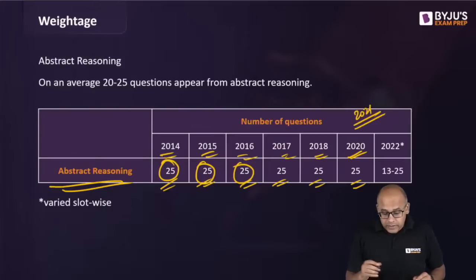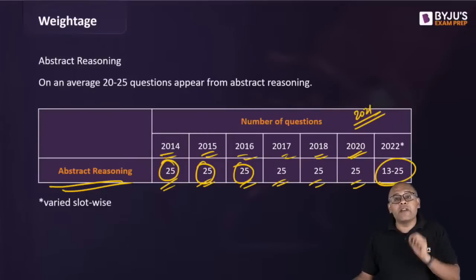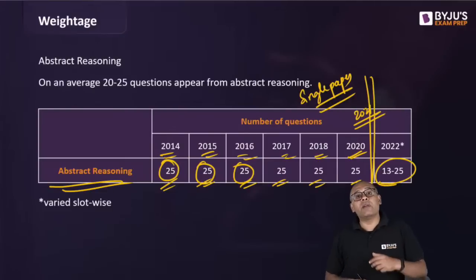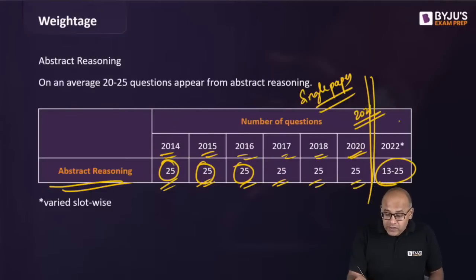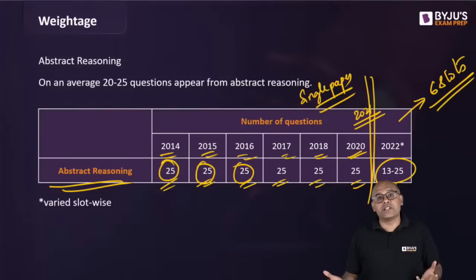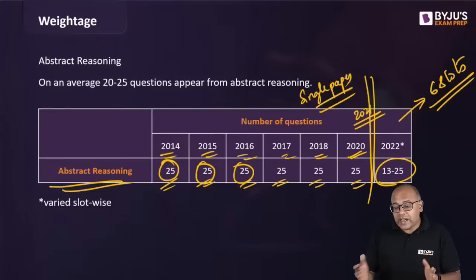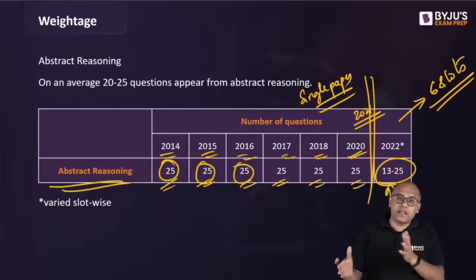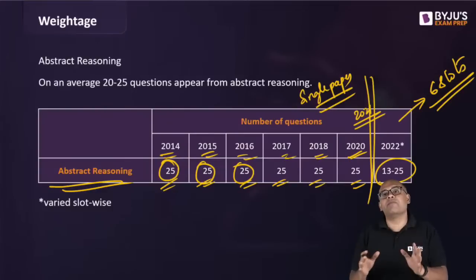Okay. Then last year, 2022, we had 13 to 25 questions coming in. Why did this happen? Because till here there was only a single paper. But in 2021 and 2022, there were multiple papers in multiple slots. So last year we had 6 slots. Now in each slot they changed the number of questions. It was not constant across. So it varied anywhere between 13 to 25. So that's why we put the number 13 to 25. So this year also you can expect anywhere in this range. I would say a safe bet will be around 20-21 questions that you can expect.